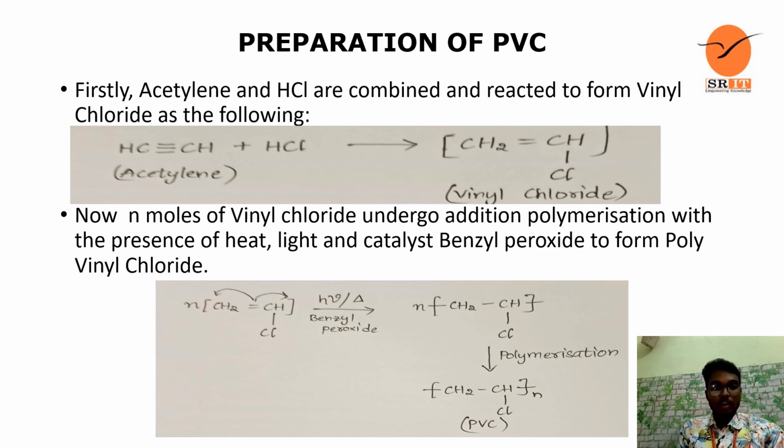And in the next step, n moles of vinyl chloride undergo addition polymerization in the presence of heat, light, and the catalyst benzoyl peroxide to form polyvinyl chloride. As you can see in the reaction, n moles of CH2 double bond CHCl combine under the catalyst benzoyl peroxide with heat and light, undergo polymerization, and hence PVC is obtained as follows. So this is the preparation process of PVC, polyvinyl chloride.